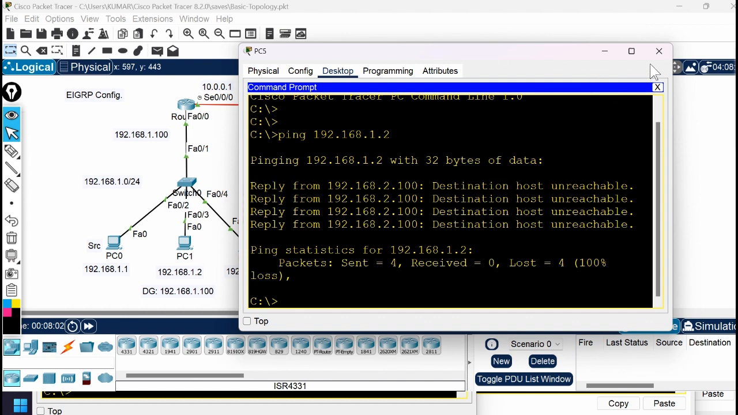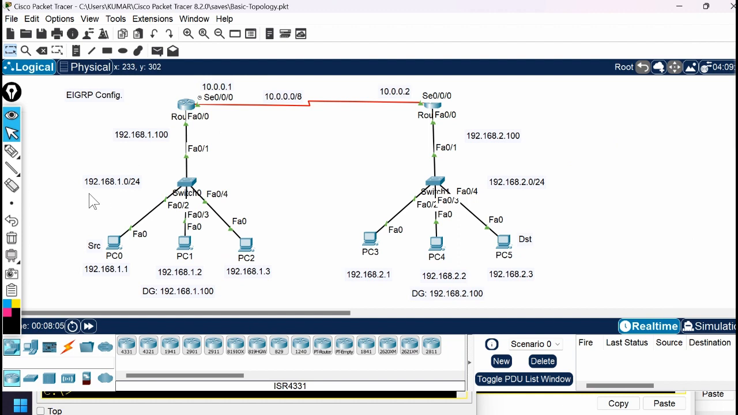No communication, destination host unreachable. So why is there no communication? Because they are all in one router's LAN, and they are all in another router's LAN. Of course, you require the routing protocol here. So let's move ahead and do the routing protocol configurations. We will configure EIGRP in these routers.